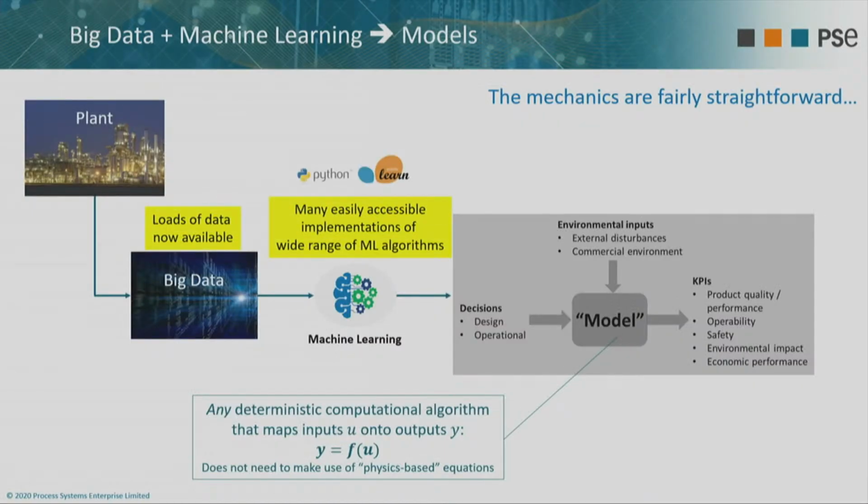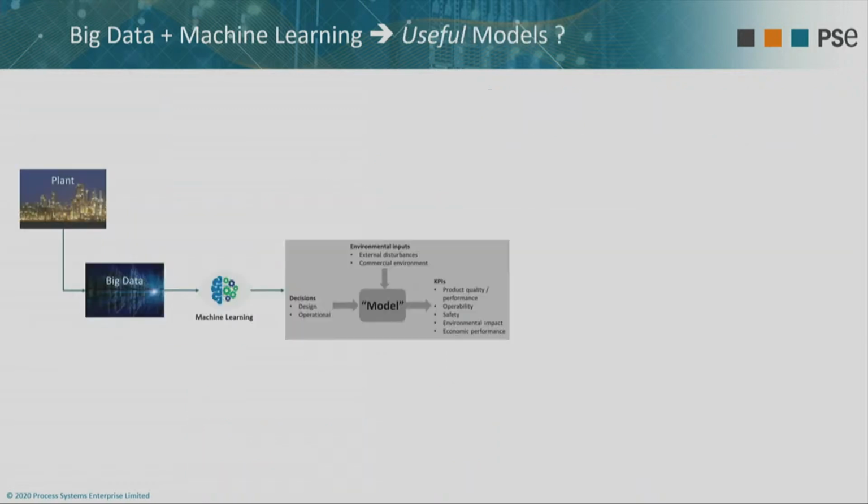You can actually do this very, very quickly. If someone gives you an Excel spreadsheet with lots of data, you can get a machine learning model on it and get a model in a matter of minutes. So that's not really the question. The question is not whether you can get a model. The question is, is it going to be a useful model? And that's where it starts going wrong, to be honest.